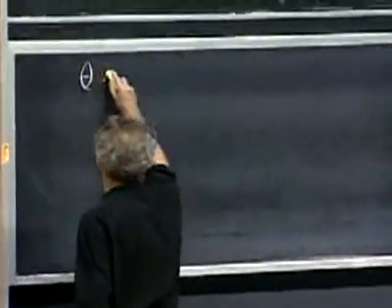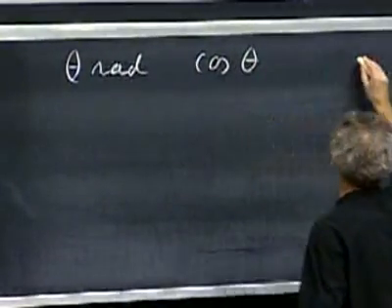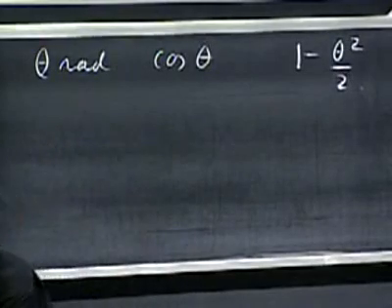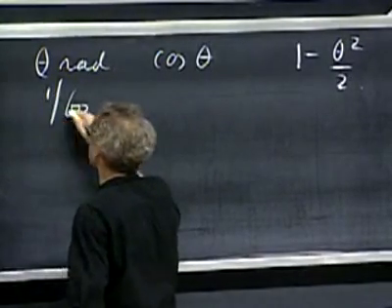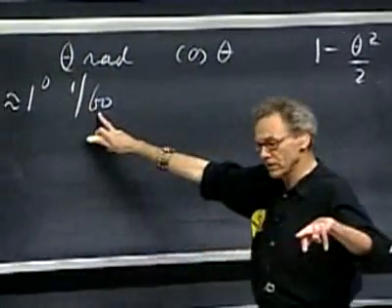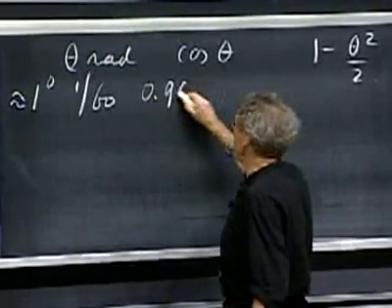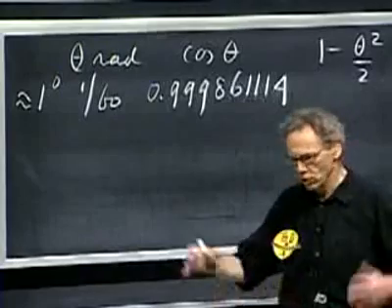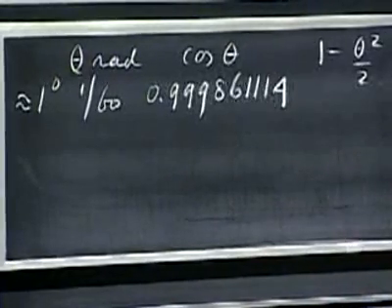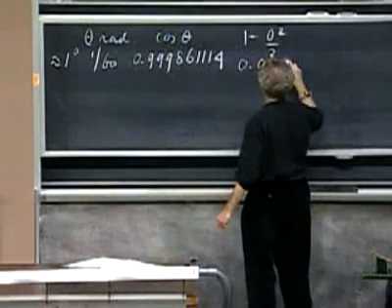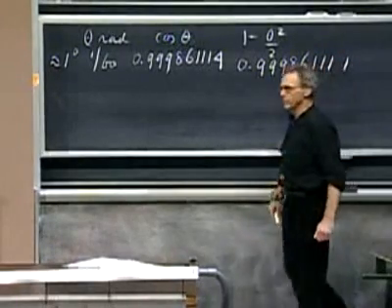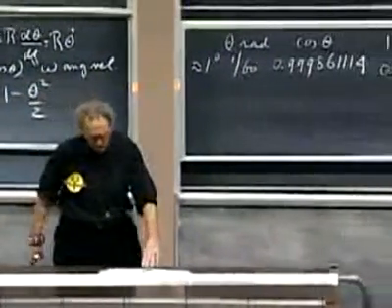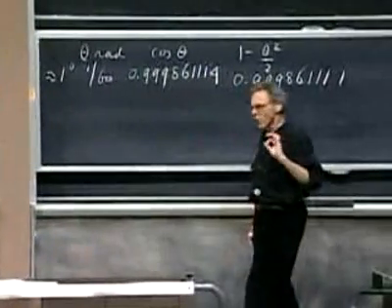If I give you here theta in radians, and here the cosine of theta, and here 1 minus theta squared over 2, then if I take 1/60th of a radian, since this is approximately 1 degree, but I pick exactly 1/60th, and I ask what the cosine is, that is 0.999861114. I just used my calculator. Then I calculate what 1 minus theta squared over 2 is, and I find 0.999861111. That is very, very close. It only differs by 3 parts in a billion. That means the difference between the two is only 1/3 of a millionth of a percent.